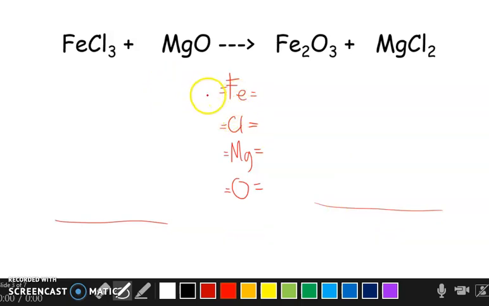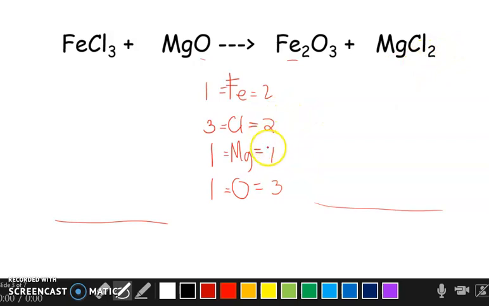So how many iron does the reactant side have? It has 1. How many chlorine? You'll have 3. How many magnesium? You'll have 1. How many oxygen? You'll have 1. So on the product side, how many iron? You'll have 2. How many oxygen? You have 3. How many magnesium? 1. And 2 for chlorine.